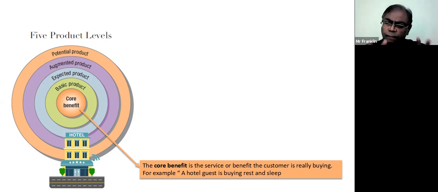So the core benefit is a service that people are buying. You are buying rest and sleep. You stay in a hotel for what? You want to rest and you have to sleep. That's what you want. That's the core benefit.